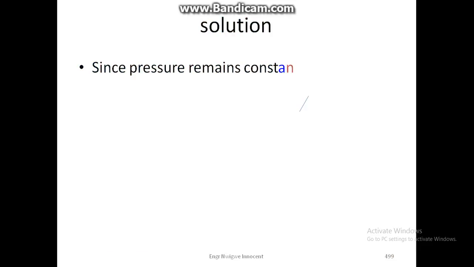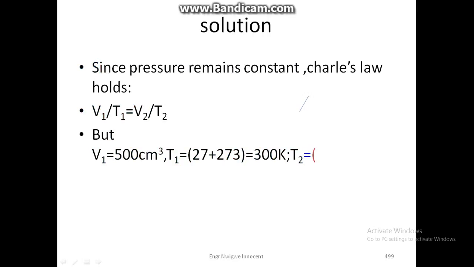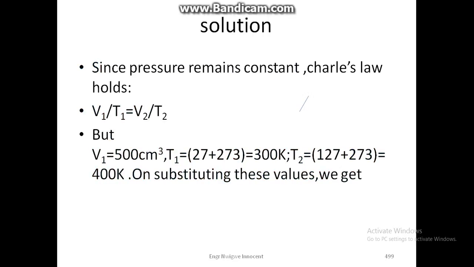Charles' law states that V1 over T1 equals V2 over T2, but V1 is equal to 500 cm cubed, T1 is equal to (27 plus 273), which is 300 Kelvin. T2 is 127 plus 273, which is 400 Kelvin.